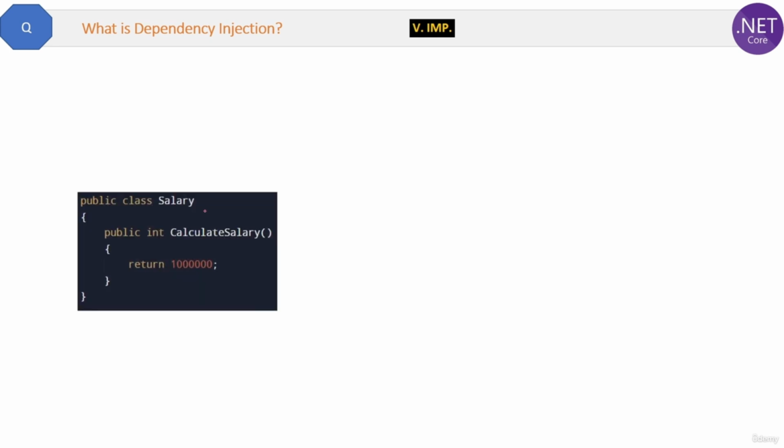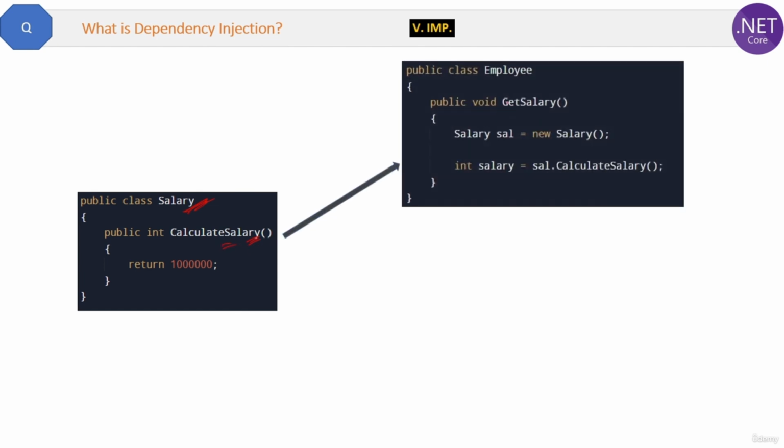So listen carefully. See, here we have a salary class with a calculate salary method. Now we want to use this method in our employee class like this. See, here we are creating the object of the salary class and then calling the calculate salary method like this. Simple, everyone knows this, and this is what we do without dependency injection. This is how we are calling the method.